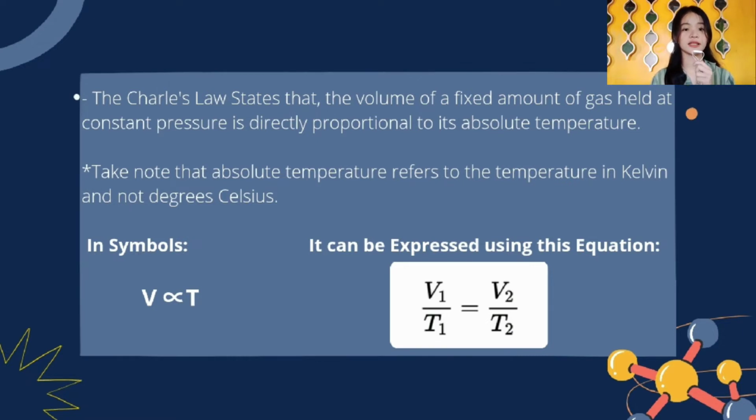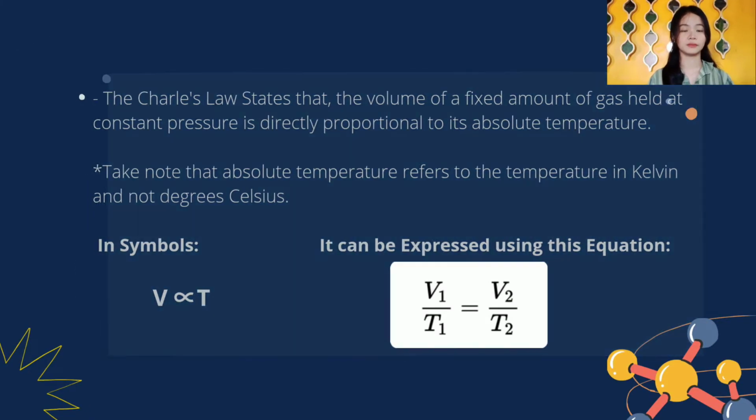This law can be presented in symbols like V proportional to T, where V stands for volume and T stands for temperature. In equation form, it can be presented as V sub 1, or first volume, over T sub 1, or the first temperature, is equal to V sub 2, or the second volume, over T sub 2, or the second temperature. Also, please take note that absolute temperature refers to the temperature in Kelvin and not in degrees Celsius. Now let's look at this example problem.